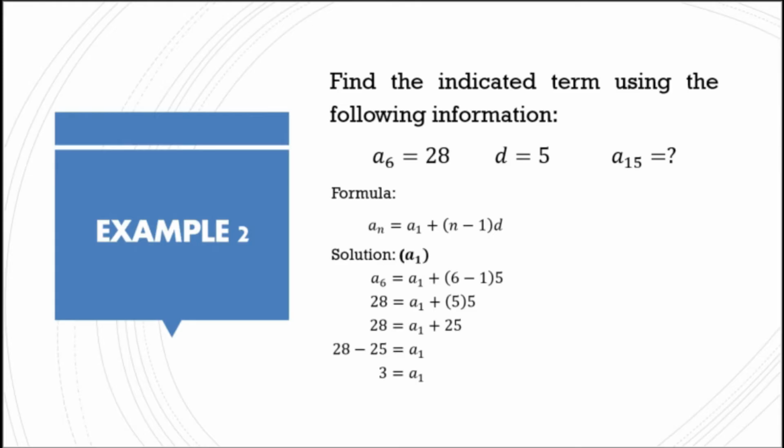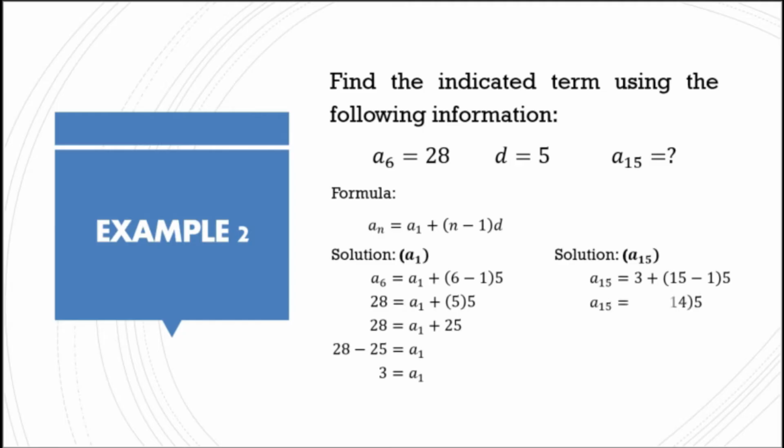Therefore, the first term is 3. Now that we know the value of a sub 1, we can solve for the value of a sub 15 using the same formula. So we have a sub 15 is equal to 3, as the value of a sub 1, plus 15, the value of n, minus 1 multiplied to the value of d, which is 5.